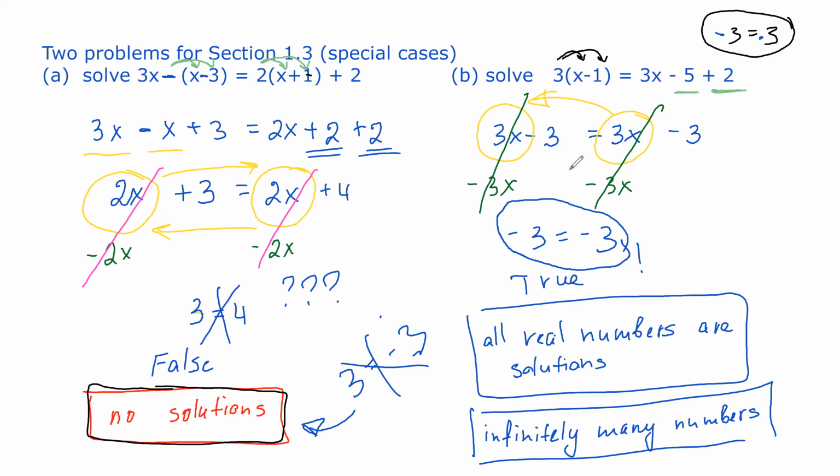So let me see, what am I getting? Am I getting a false statement? No solutions in this case. Or am I getting a true statement? In this case, any x is good, right? No matter which value you use, this equation will always be true. We call them identities. So that's another name for them.